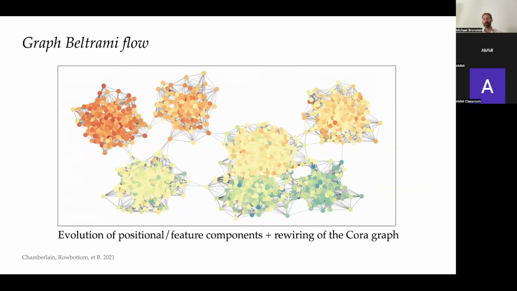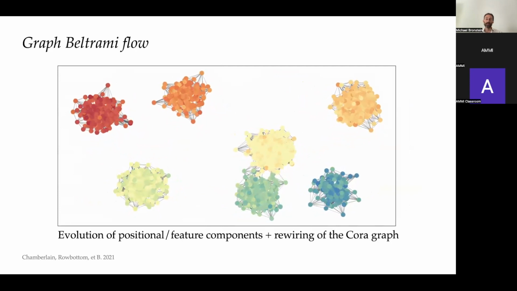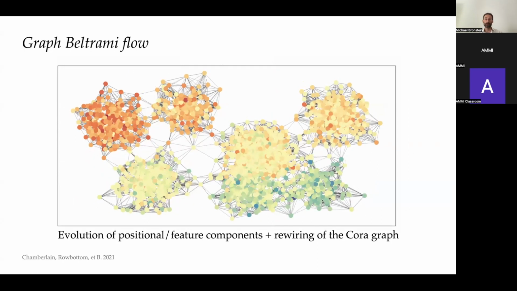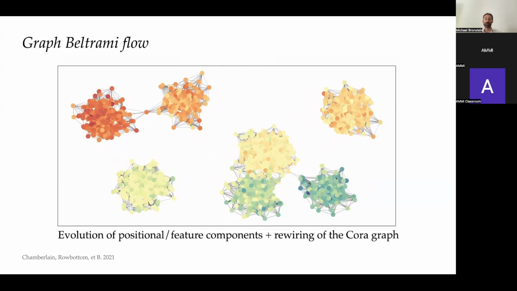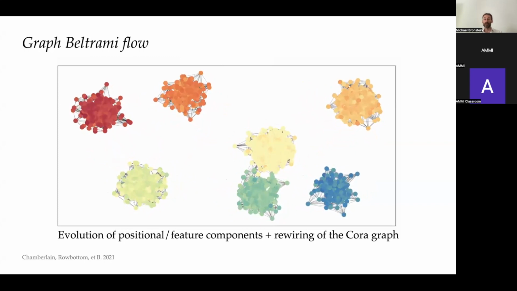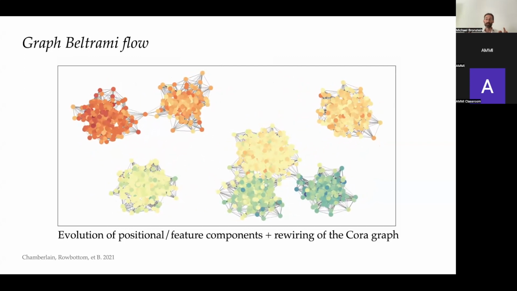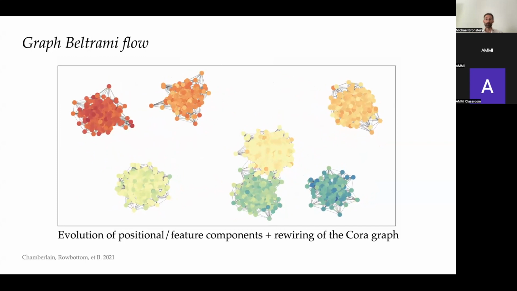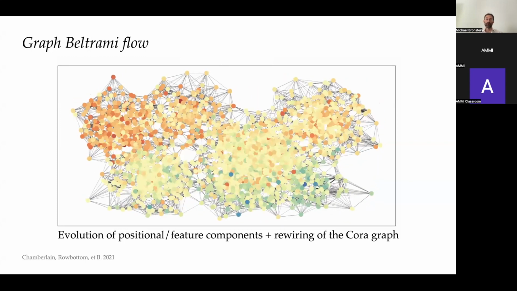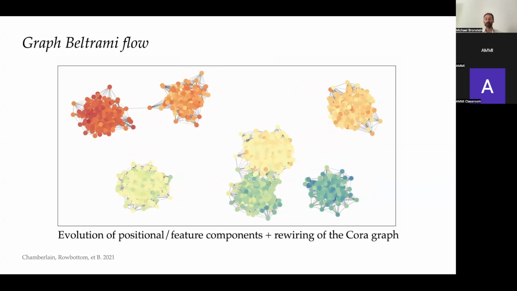And probably the best way to visualize it is with this animation. This is the Cora graph, which is a small citation network. The colors here represent different features, a low-dimensional projection. The positions of the circles represent a two-dimensional positional encoding. And the task here is node classification. So we want to obtain clear clusters. And you see that the clusters are obtained both in the features and in the positions of the nodes. You see also that the graph changes as the evolution happens. Some of the edges, when the nodes become far away, are cut. Okay, so that's how this graph Beltrami flow works.